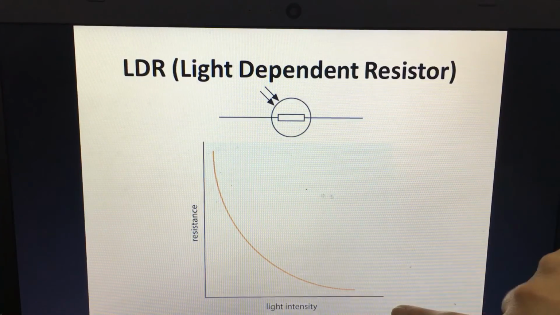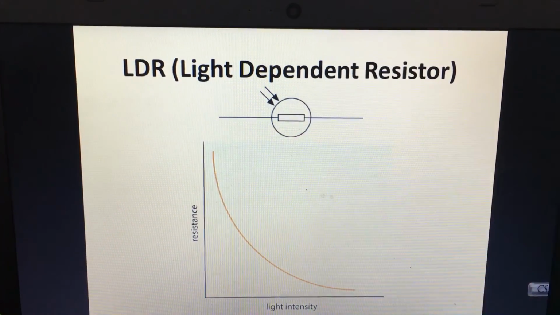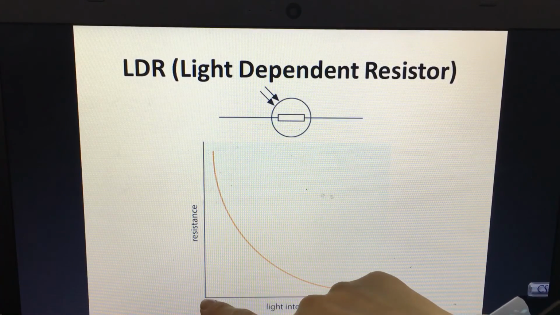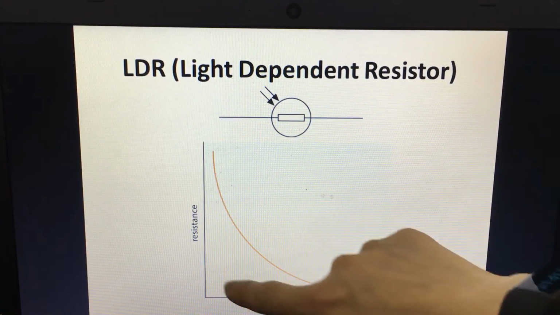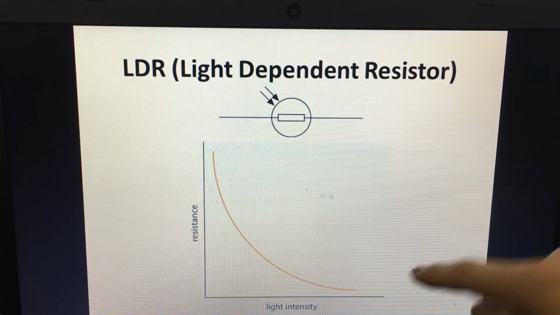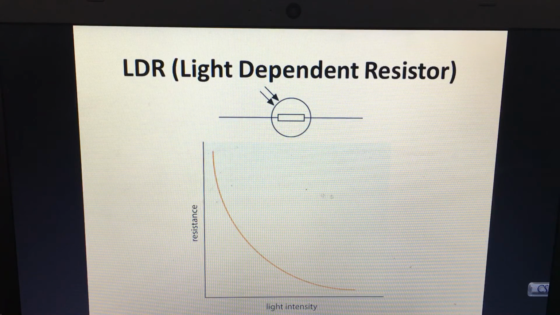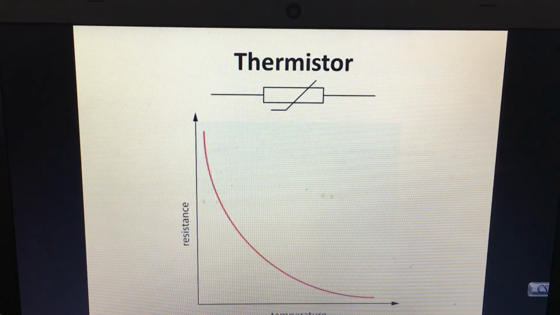This is showing you light intensity increasing against resistance. So for low light intensity, the resistance is high, whereas when the light intensity gets higher, the resistance is lower. Now this is because LDRs are made up of a semiconductive material, a little bit like solar cells. So when they get some light energy, it starts to excite those electrons. The electrons start to flow. If electrons are flowing, we're not having resistance, so the resistance is quite low.